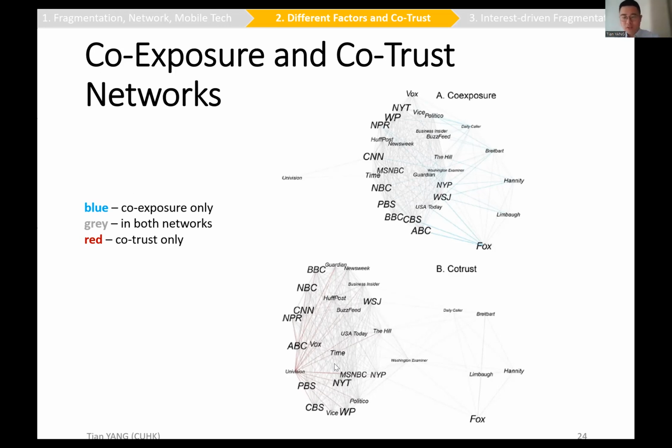Okay, so if you have a look, you can see that in the upper part, it is a somewhat well-connected network with some pattern of two clusters, but not that prominent, not salient. However, many edges between the left and the right disappear in the below part, the co-trust network. This means that while from the exposure we don't observe a clear pattern of fragmentation, from the co-trust network we can clearly observe the two clusters. So people may use a variety of sources to read news, but they do not necessarily trust a similar set of news outlets.